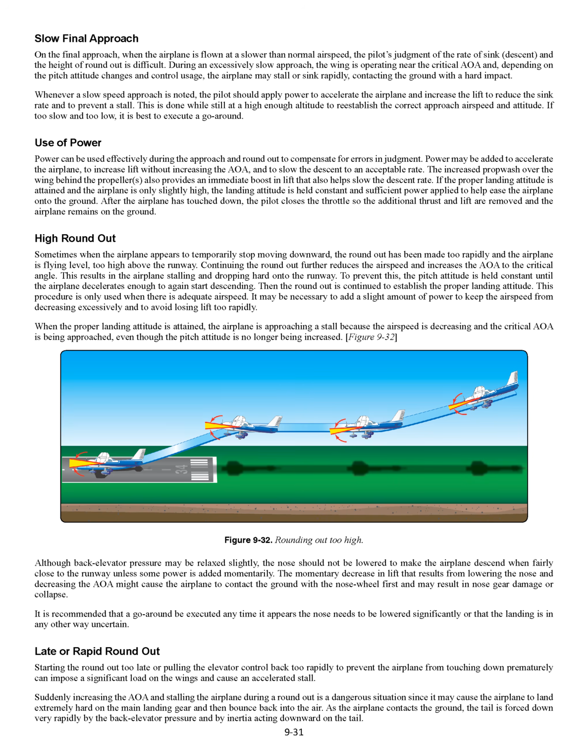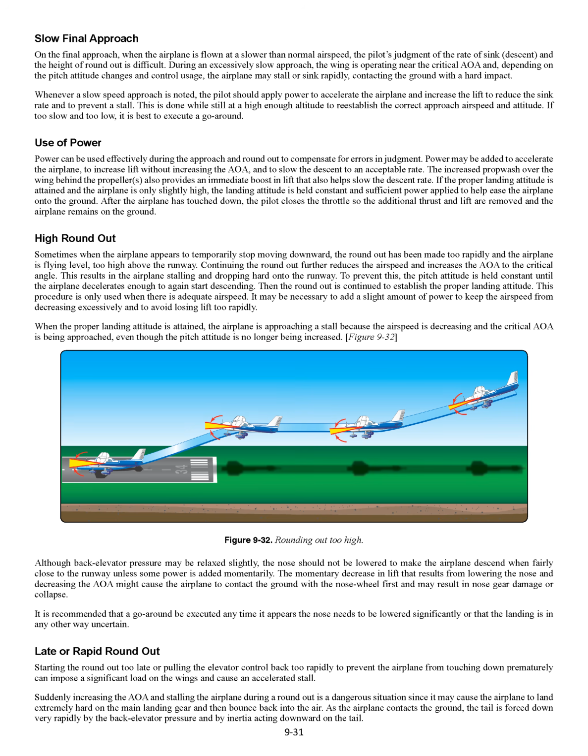This procedure is only used when there is adequate airspeed. It may be necessary to add a slight amount of power to keep the airspeed from decreasing excessively and to avoid losing lift too rapidly. When the proper landing attitude is attained, the airplane is approaching a stall because the airspeed is decreasing and the critical AOA is being approached, even though the pitch attitude is no longer being increased.